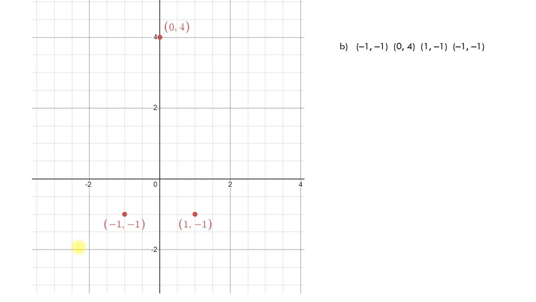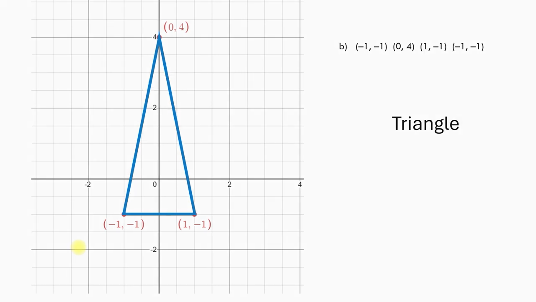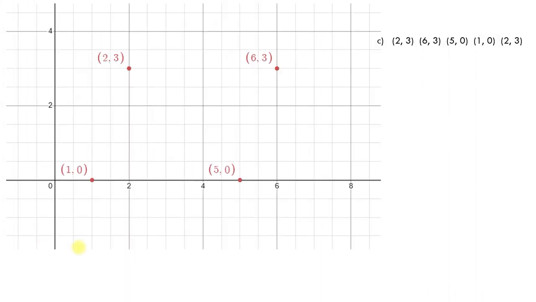When we plot these points and connect them, the shape shown is a triangle. Connect these points and the shape is a parallelogram.